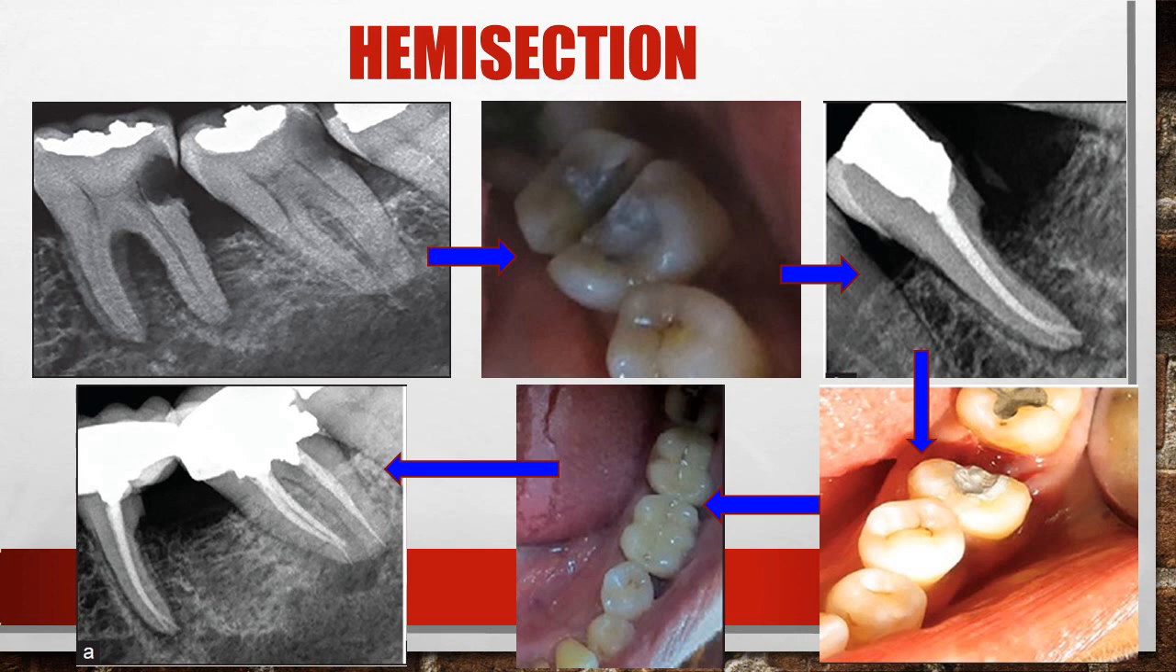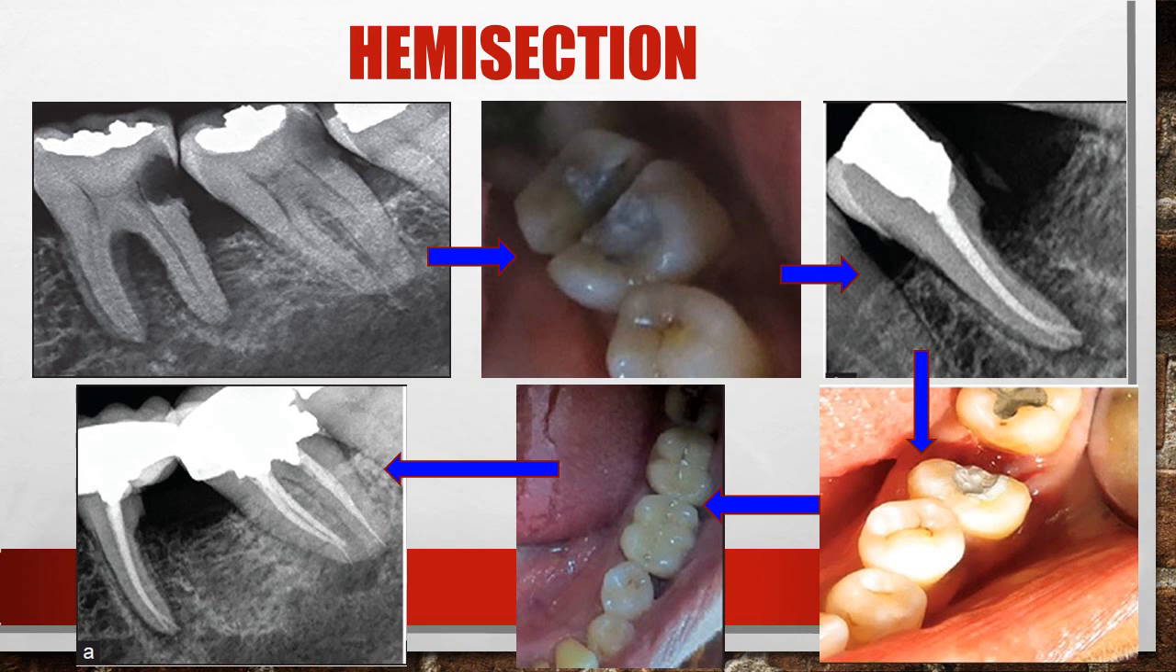So this is a different kind of surgical procedure. This is called hemisection. In this case, if you can see the pre-op IOPA, the distal end of the tooth has been eaten away by caries, and the mesial is intact, and the bone support for the mesial root is quite good, whereas the prognosis of the distal end is poor because there is inadequate bone support and most of the coronal structure has been eaten away by caries. So what do you do? If the patient is willing to save a portion of the tooth, you can actually perform something known as hemisection.